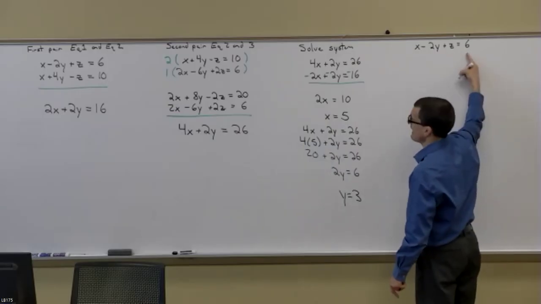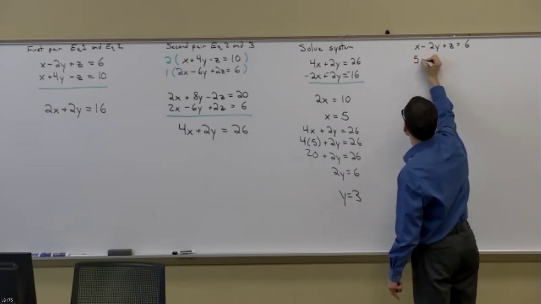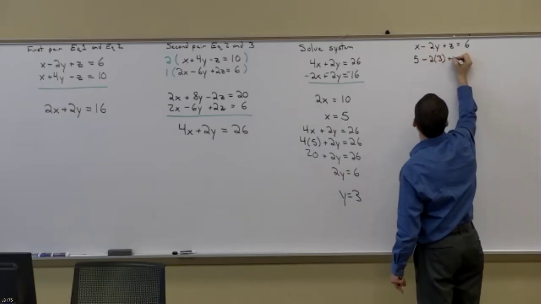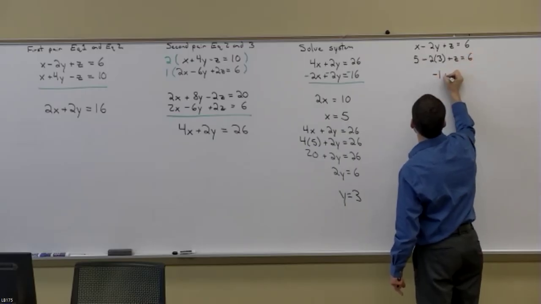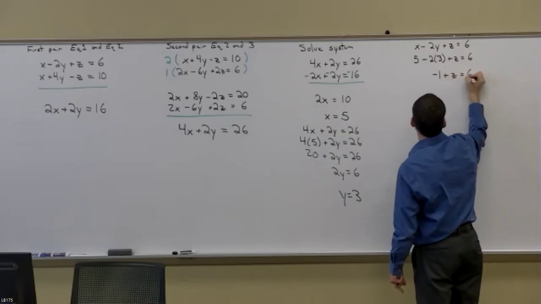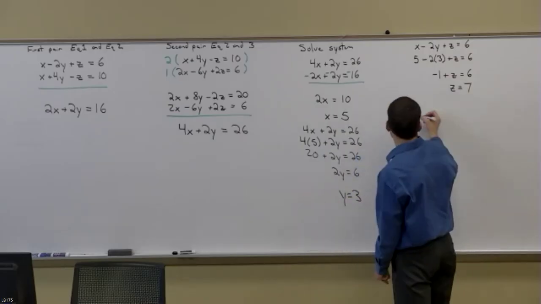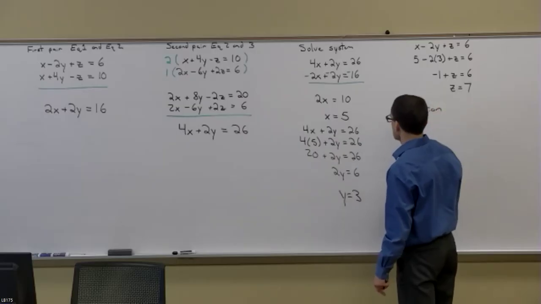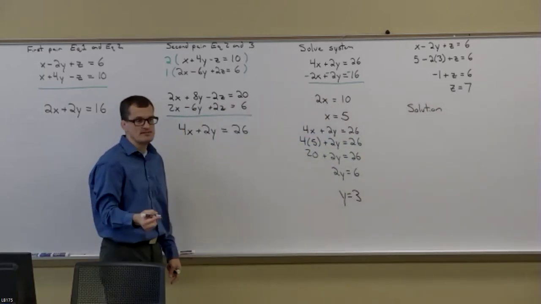Here we have that as one of our original three equations. I know x is 5. Now I know that y is equal to 3. That turns into a -1 plus z equals 6. z is 7. All right. So the solution is when x is 5, y is 3, and z is 7.